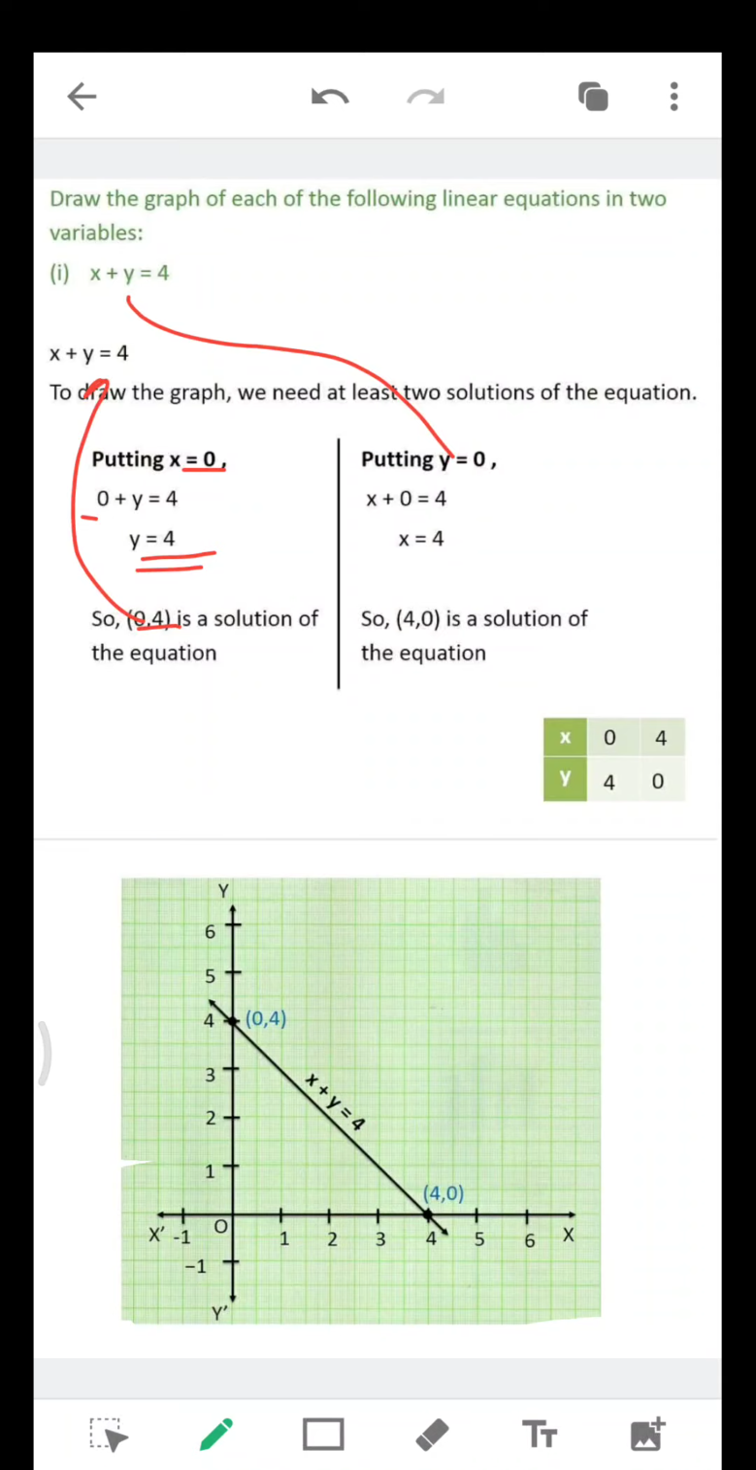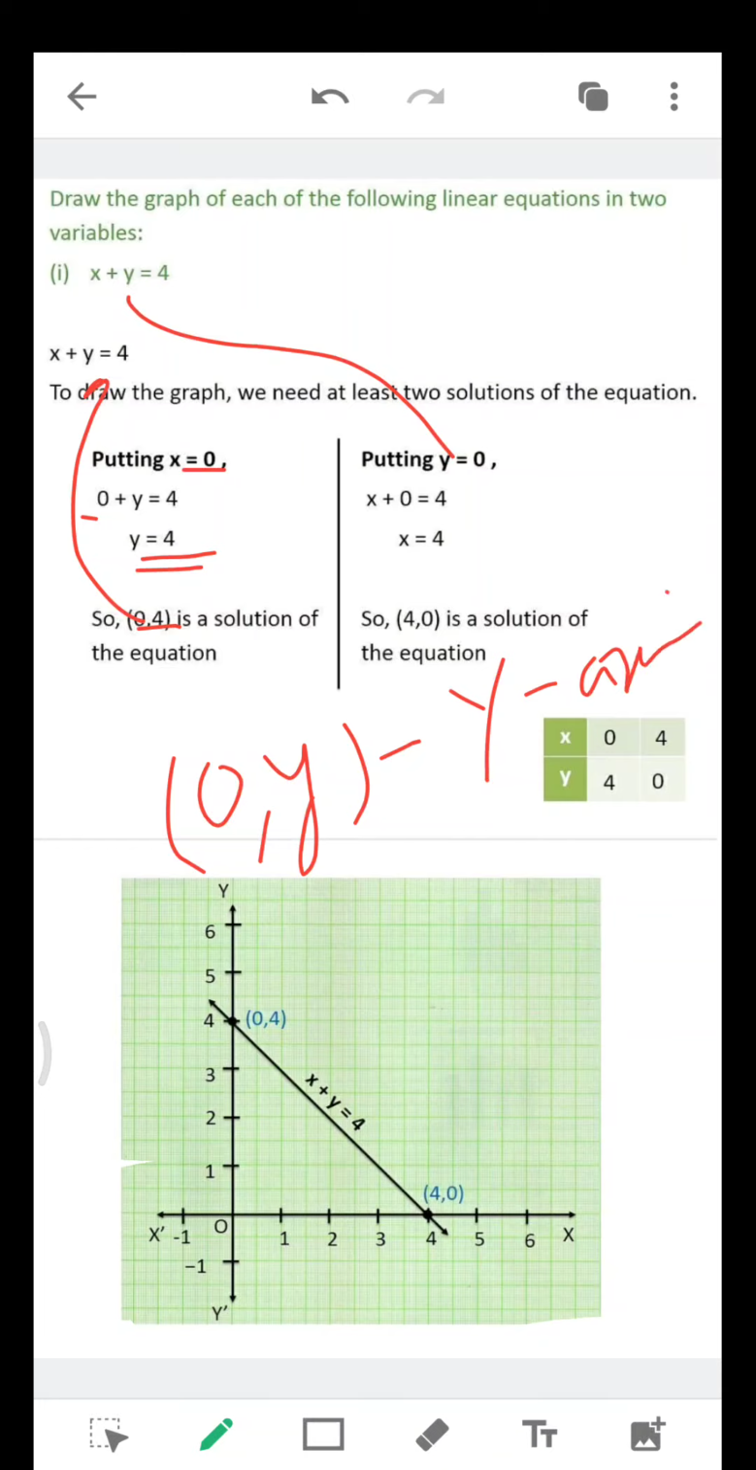You know that we have done this in our coordinate geometry chapter. Points of the form 0 comma y come on the y-axis. You have done this in coordinate geometry. And points of the form x comma 0 come on the x-axis. Yeah, so 0 comma 4 comes somewhere here, and 4 comma 0, the second point, comes somewhere here. So after plotting the points, we will join them using a scale. So we'll get a straight line.